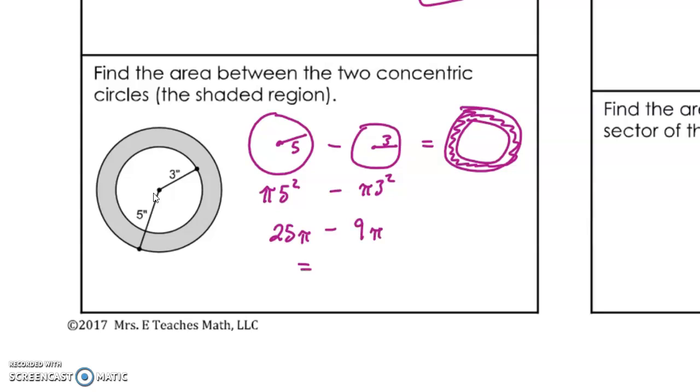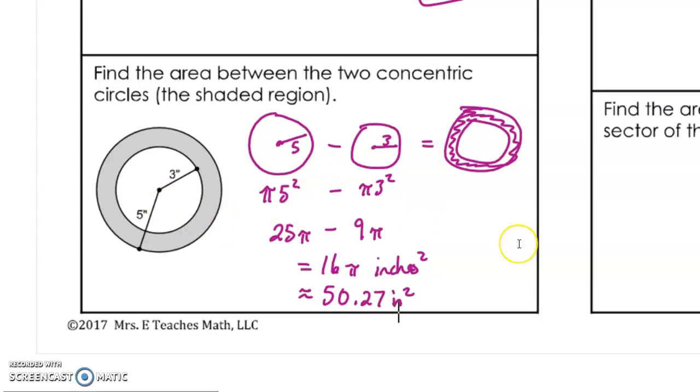25 pi minus 9 pi, you can just subtract 25 minus 9. Think of it like a variable, like 25x minus 9x. You just subtract, so you can do that with pi also. So you get 16 pi, and that's in inches squared. That would be your area of the donut. That is the exact area. If you want it approximated, remember, you just type it in your calculator. And so roughly 50.27 inches squared, or squared inches.